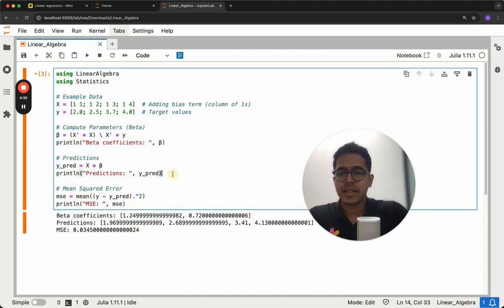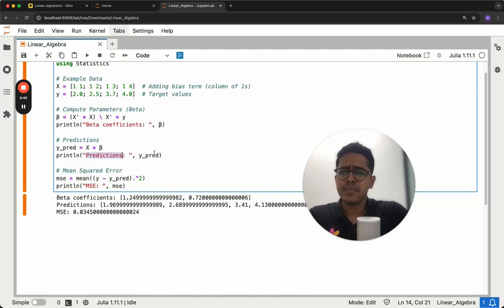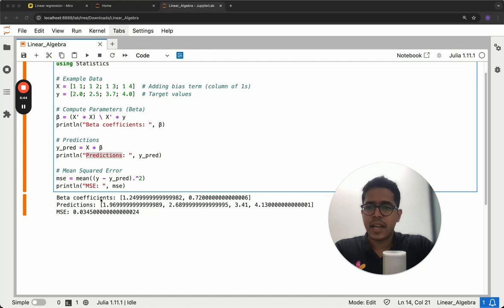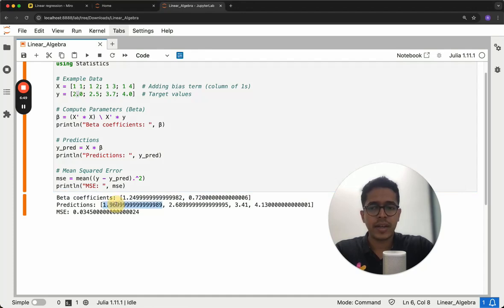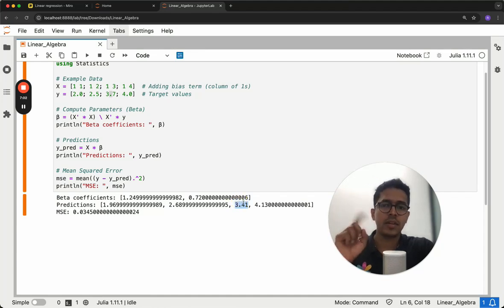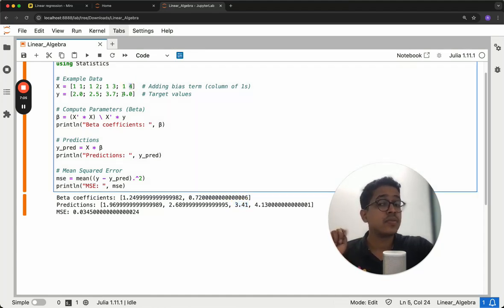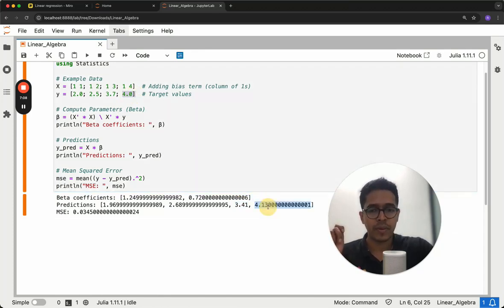And let's see the predictions, right? So the predictions are like this. For x value equal to 1, instead of the actual value being 2, the predicted value is 1.97. When x is 2, instead of 2.5, it's 2.69, close to 2.7. If x is 3, instead of 3.7, the predicted value is 3.41. This is where the most deviation is. Then when x is 4, the prediction should be 4, but it's 4.13. Not bad. And mean squared error is actually quite low. It's 0.0345. It's fairly good.